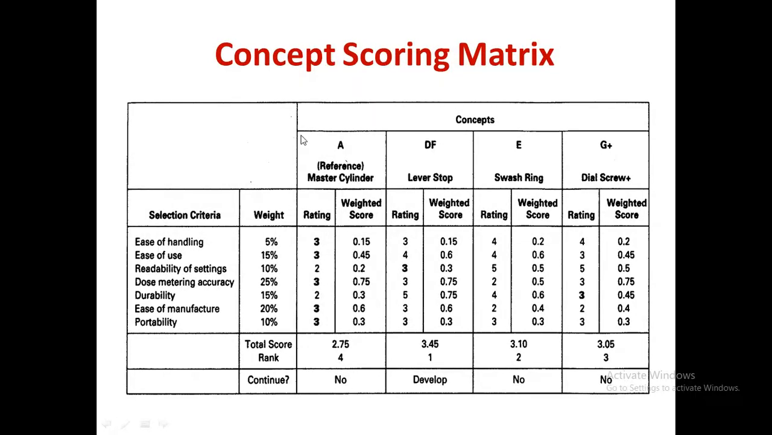So, the concept scoring matrix. The same syringe is taken here, and the selection criteria are similar to what we discussed in the screening process. We are giving a rating for each. Whichever gets the higher total score, we can select for further development. Here the lever stop has a total score of 3.45, so we can take this forward for further development. The remaining concepts we reject.